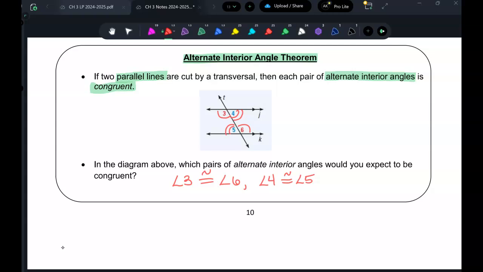Okay. So alternate interior angles are also congruent. So if I give you one angle here, then we know this angle. Okay? Or the other way.